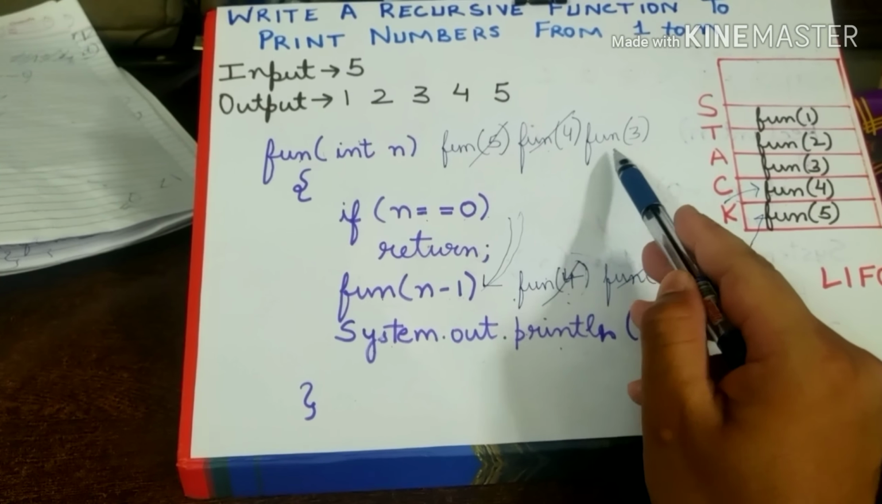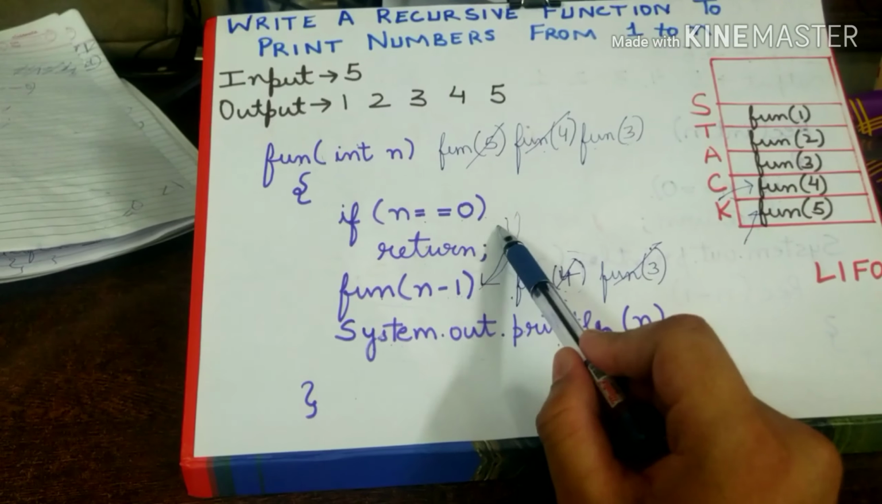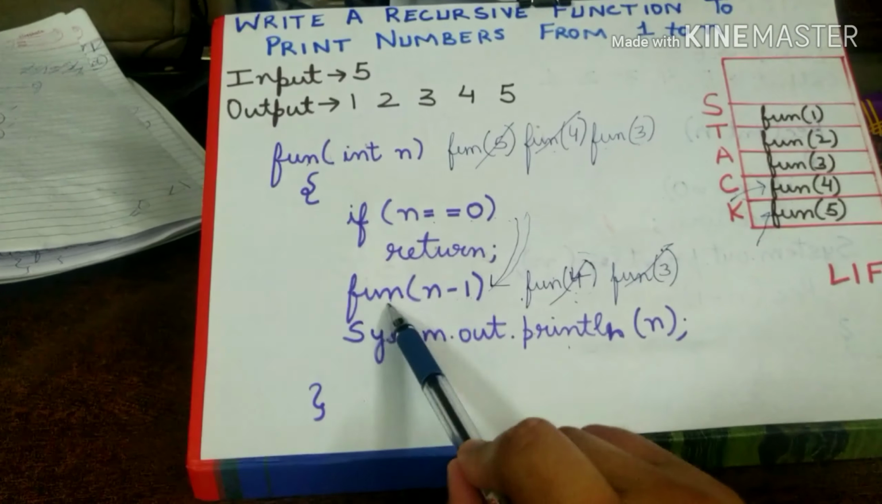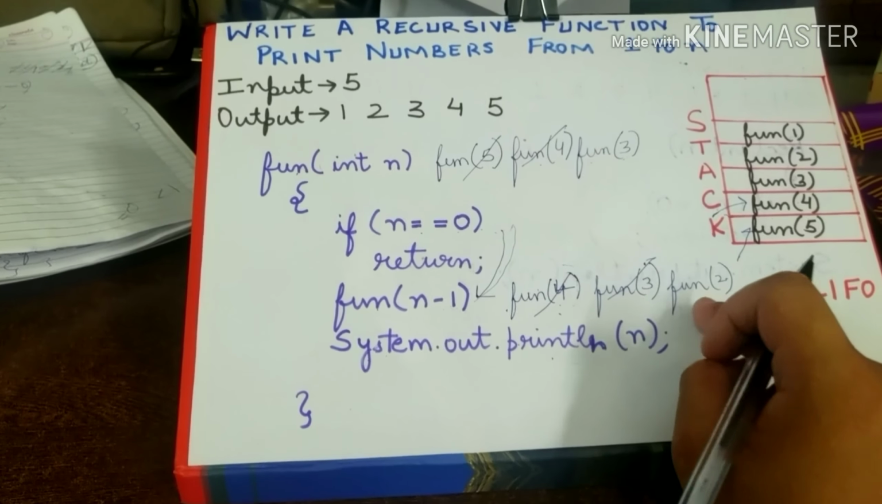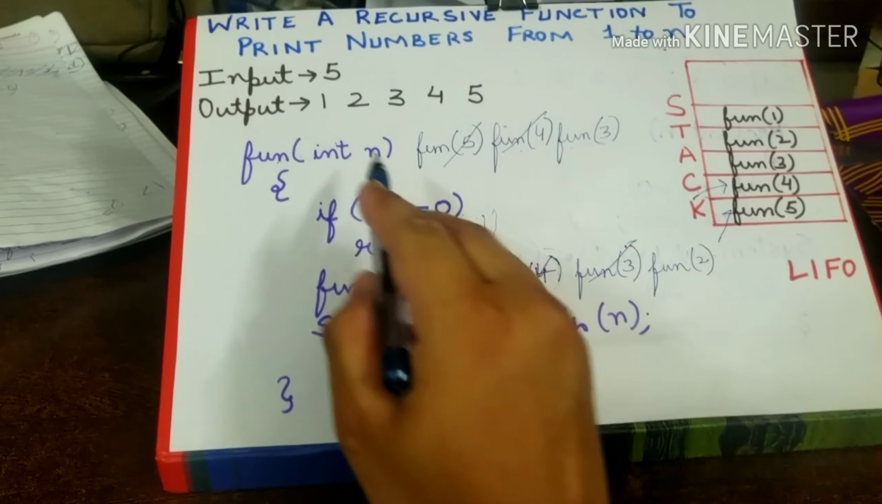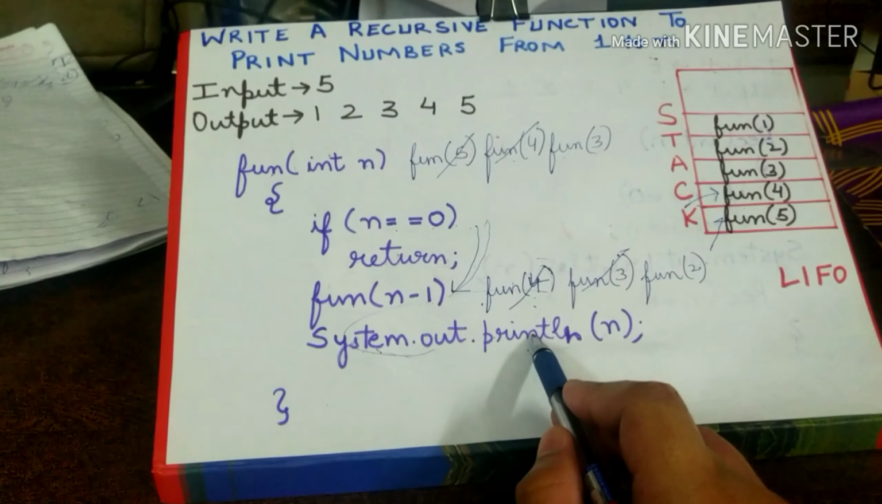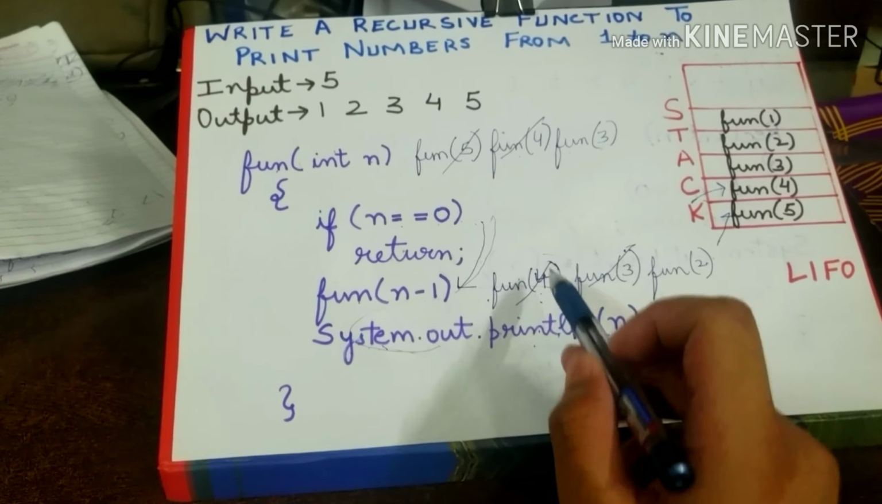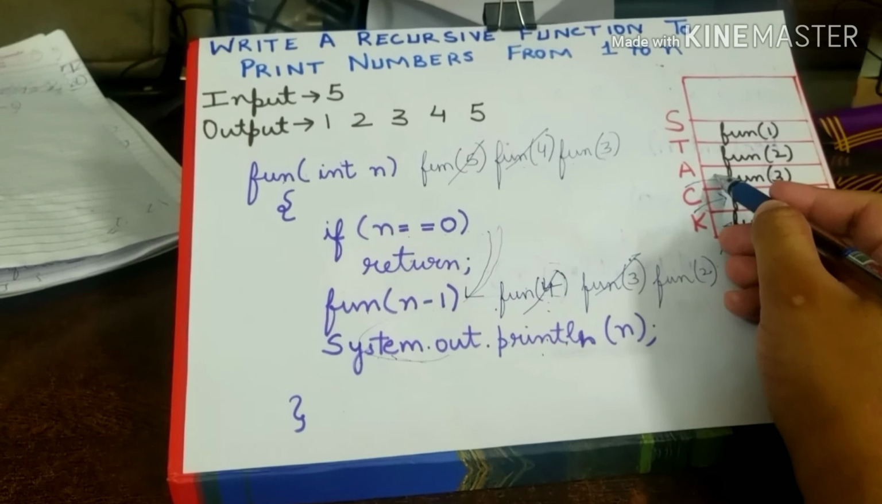Now we will find the value of fun 3. Is 3 equal to 0? No. So it goes to this statement. Fun 3 minus 1, that is fun 2. Now the fun 2 method will be called, but we need to execute this statement. So to execute this statement, fun 3 will be stored into the stack.